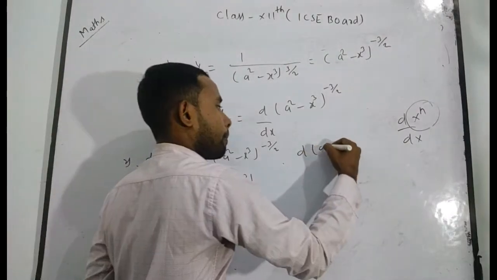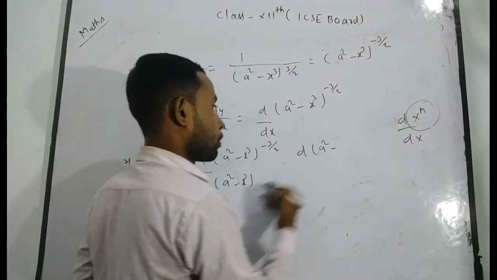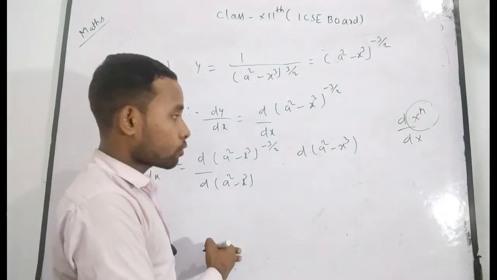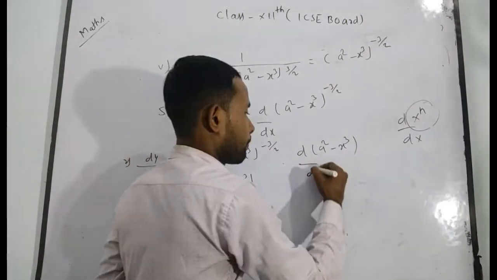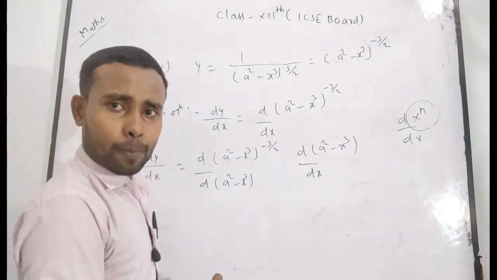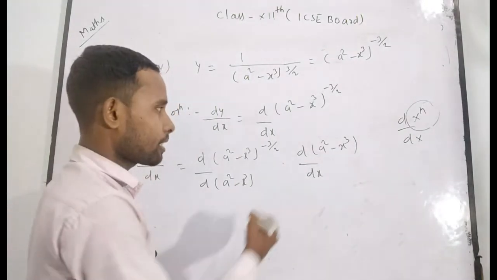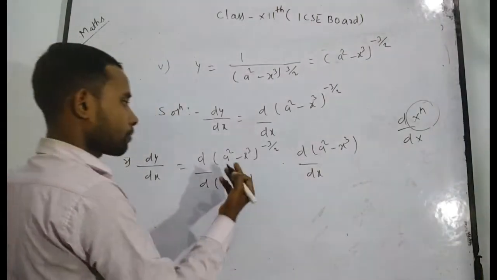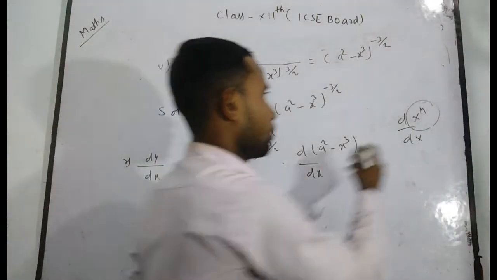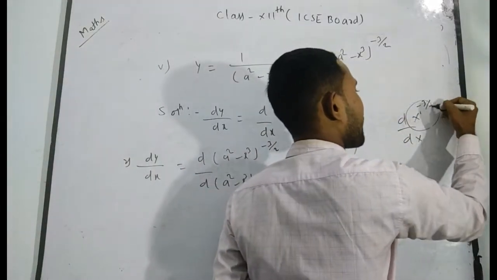Now for balancing you have to take the derivative of a square minus x to the power 3, with respect to which? x. Can you differentiate with respect to x? Yes, it is very easy. Now I want to again tell you what is the derivative of this term. As you know, this is in which form? x to the power minus 3 by 2.